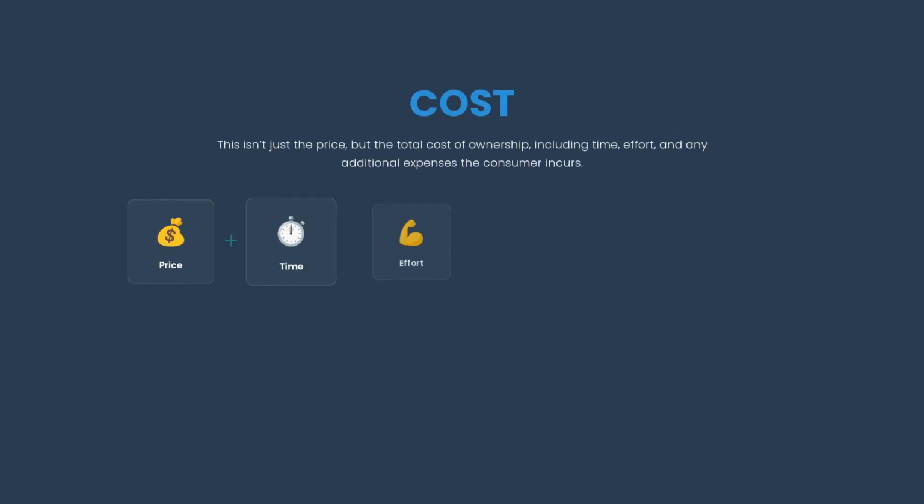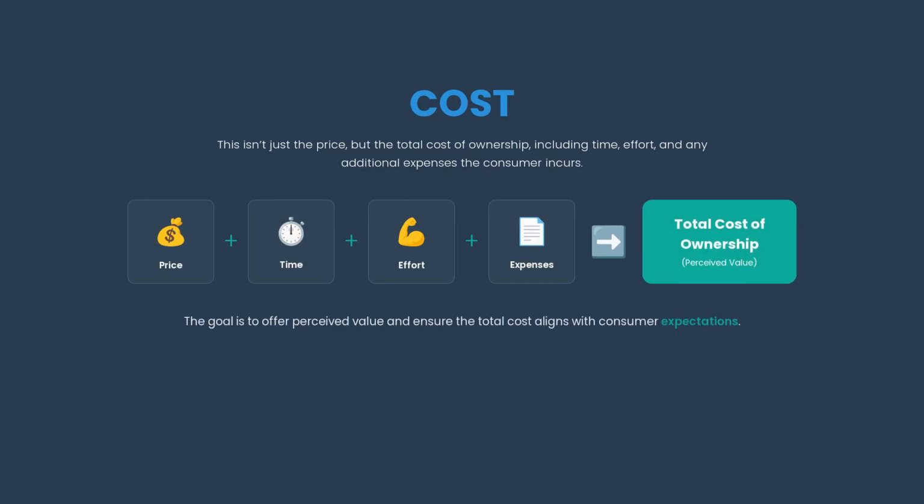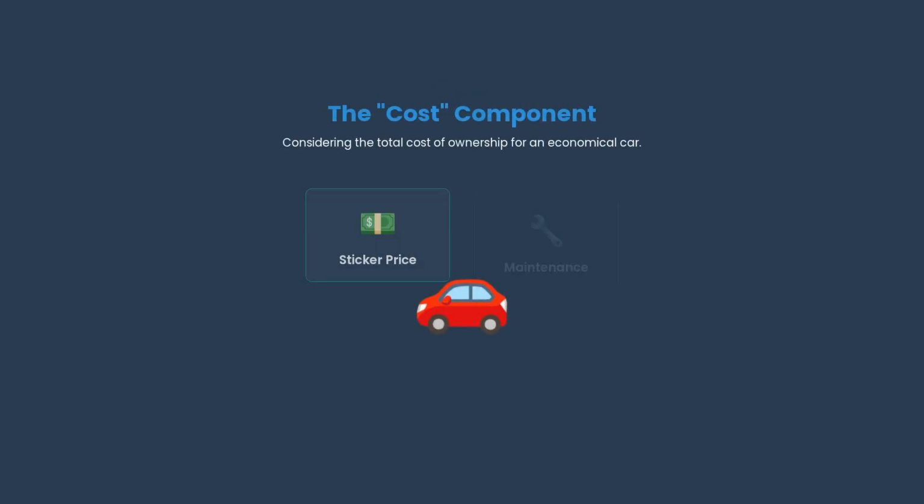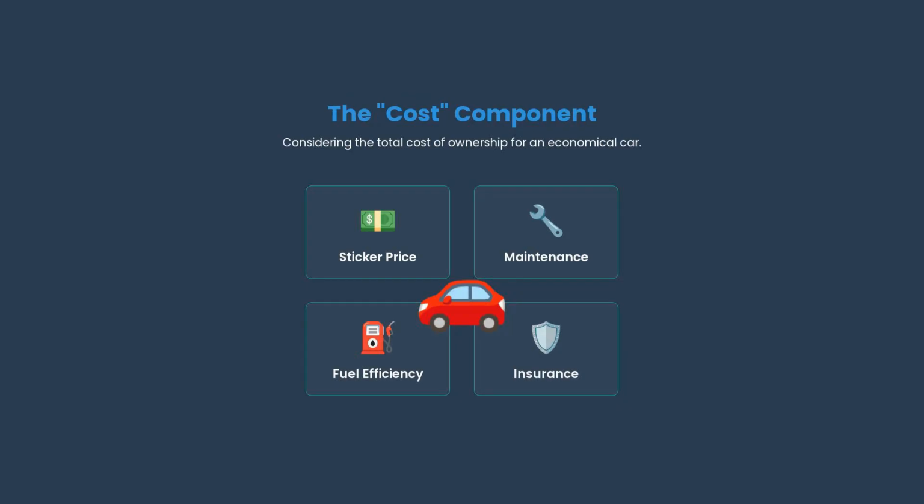Next is cost. This isn't just the price of the product, but the total cost of ownership, including time, effort, and any additional expenses the consumer incurs. The goal is to offer perceived value and ensure the total cost aligns with consumer expectations. Example, a car manufacturer might not only consider the sticker price, but also the cost of maintenance, fuel efficiency, and insurance when marketing an economical car model.